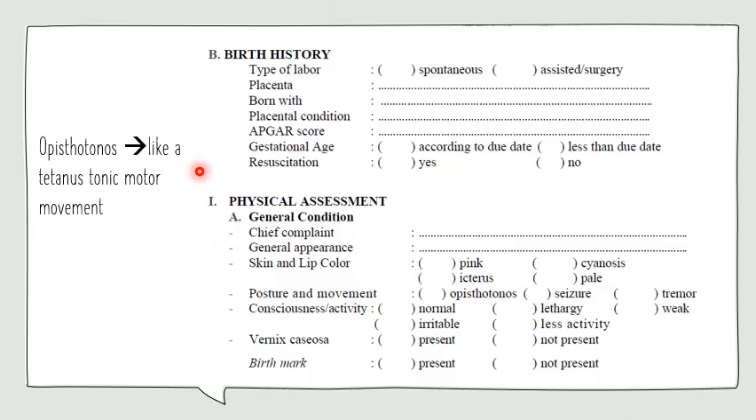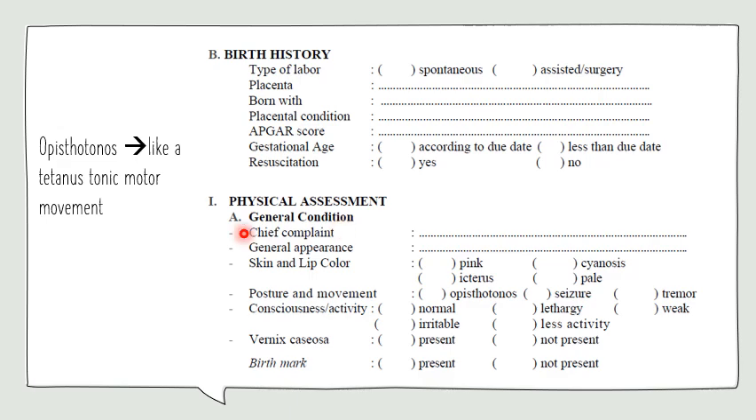Next, we write about the birth history. We write whether this baby has been born through spontaneous, assisted, or surgery. How is the placenta, born complete or incomplete? And then how is the placental condition, how is the Apgar score, what is the gestational age of the baby, is that according to due date or less than due date, and is there any resuscitation needed when the baby was born. Next, we move to physical assessment.